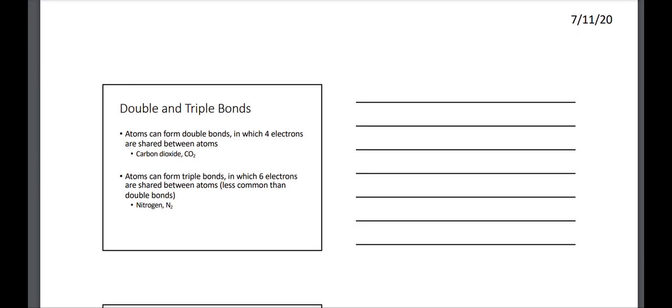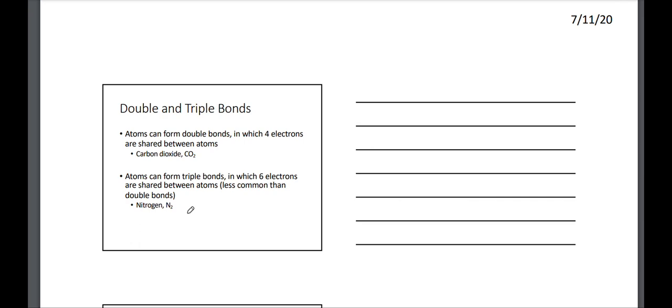Now, in some cases, as we talked about earlier, a single line represents 2 electrons that are shared. In some cases, atoms can actually form a double bond and sometimes a triple bond. So when we say a double bond, and every line represents 2 electrons, that makes it 4 electrons shared. For example, carbon dioxide. The carbon dioxide Lewis structure looks like this. It's carbon with a double bond to O and a double bond to O. Every line represents 2 electrons, so that is 4 electrons shared between the carbon and each oxygen.